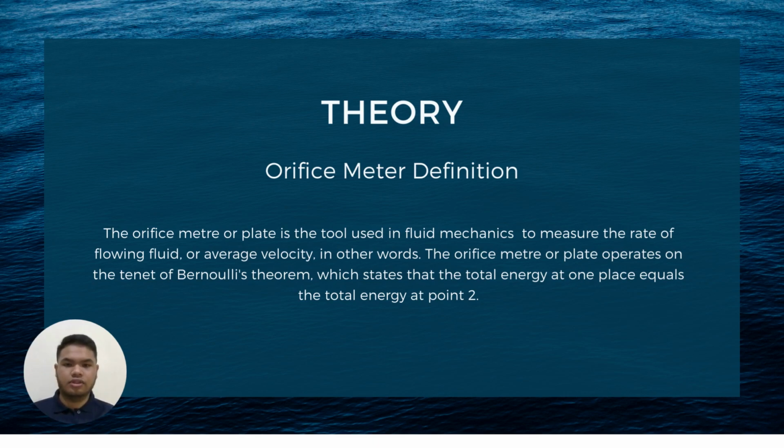Today I want to explain the theory and definition of the orifice meter. The orifice meter or plate is a tool used in fluid mechanics to measure the rate of flowing fluid or average velocity. In other words, the orifice meter or plate operates on the tenets of Bernoulli's theorem, which states that the total energy at point 1 equals the total energy at point 2.